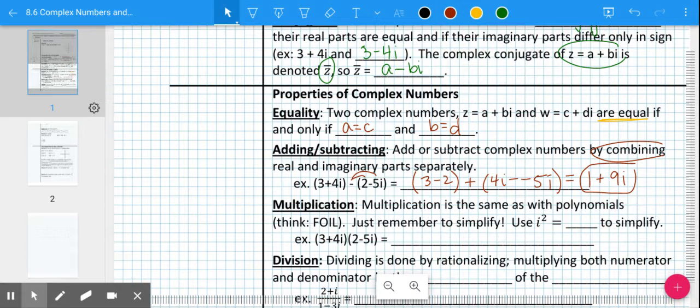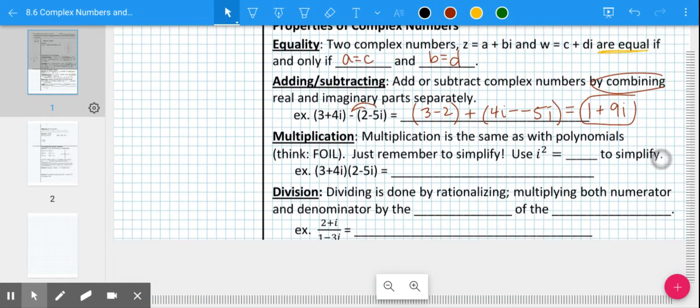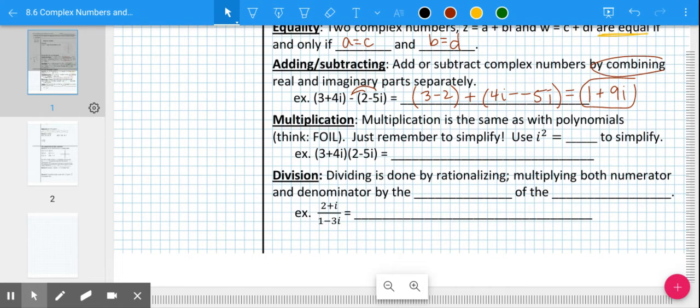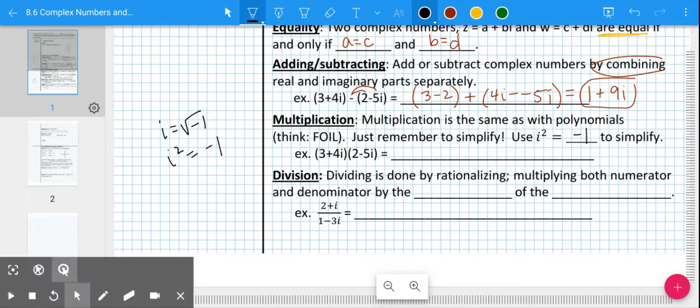Beautiful. Let's take a look at multiplication. Multiplication is the same as with polynomials, so you just FOIL it out. But don't forget that if i is equal to the square root of -1, then i squared will lift off the square root and be equal to -1. And this will help to simplify. Go ahead and FOIL that out and choose the correct answer on the Edpuzzle.